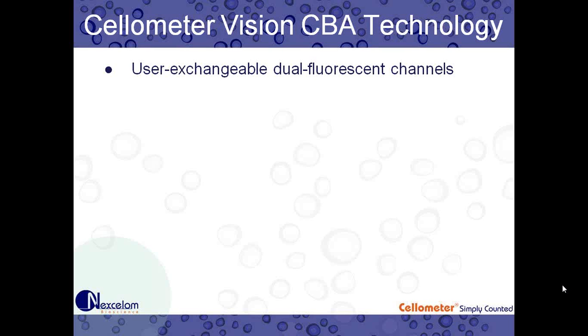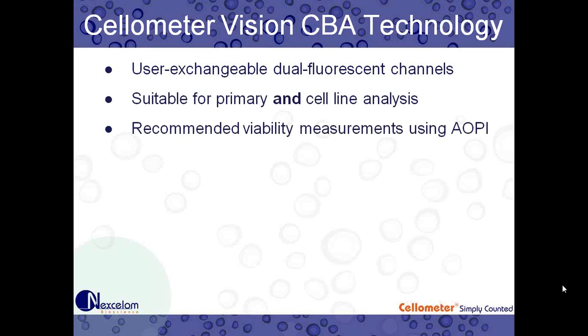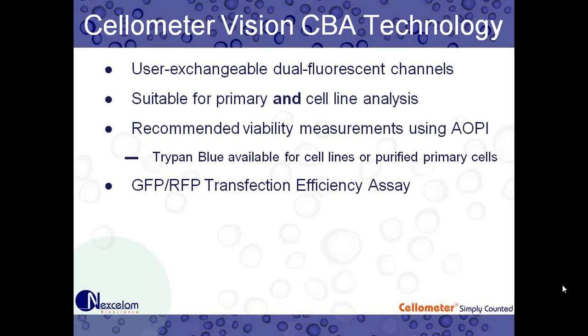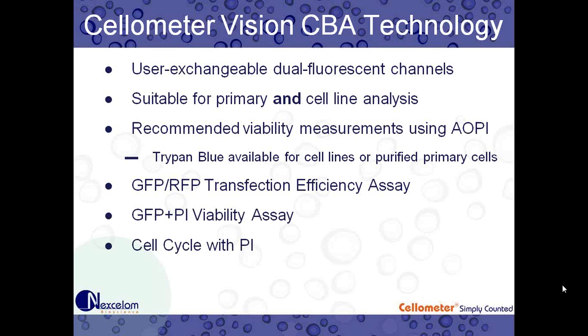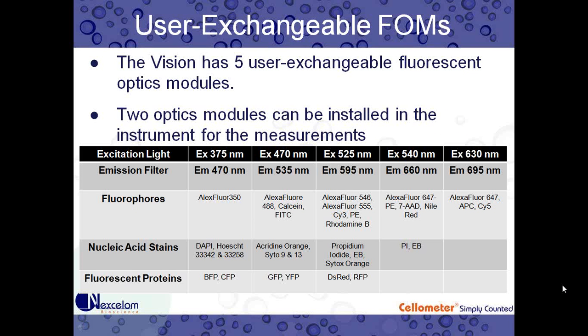So, the Cellometer Vision CBA has user exchangeable dual fluorescent channels. It's suitable for primary and cell line analysis, and we recommend using AOPI for viability measurements. Trypan Blue is available for cell lines and purified primary cells. Other assays it can do are a GFP-RFP transfection efficiency assay, a GFP-PI viability assay, cell cycle PI, and autophagy, which was the highlight of our month.